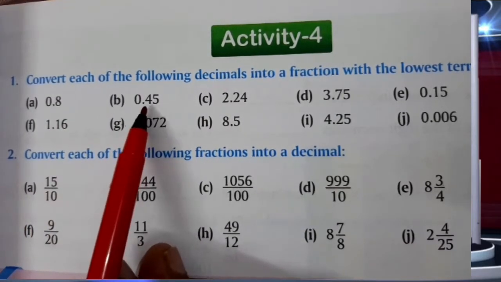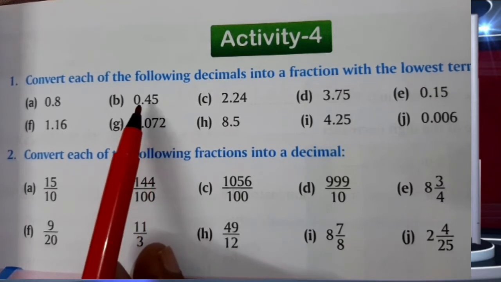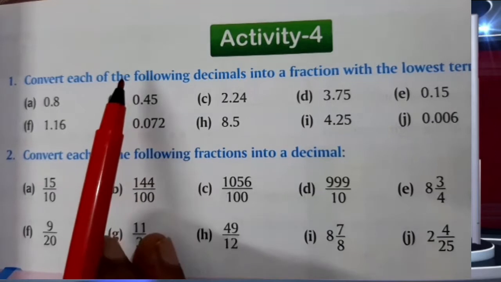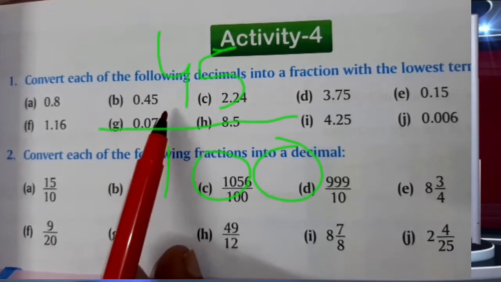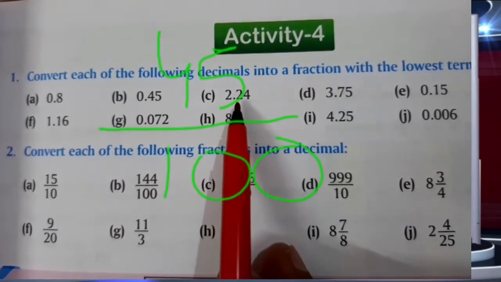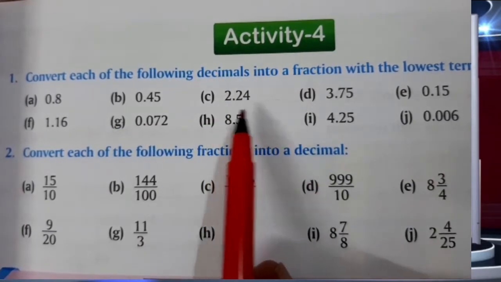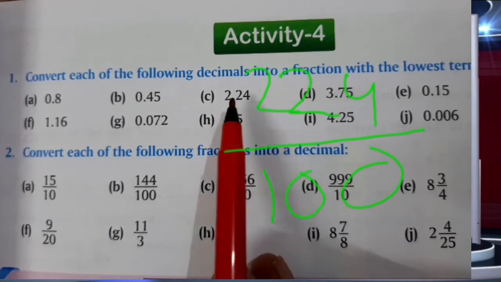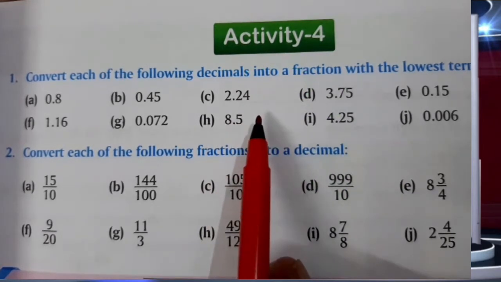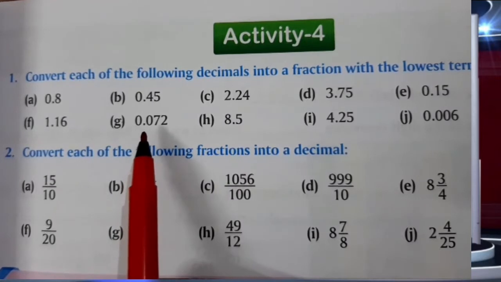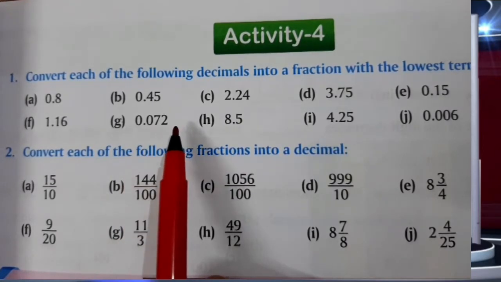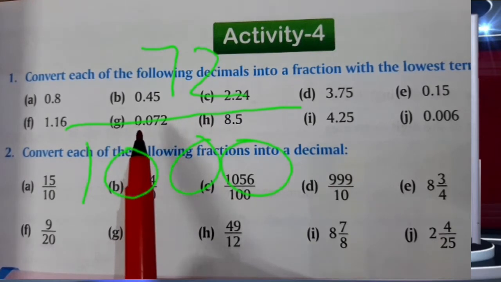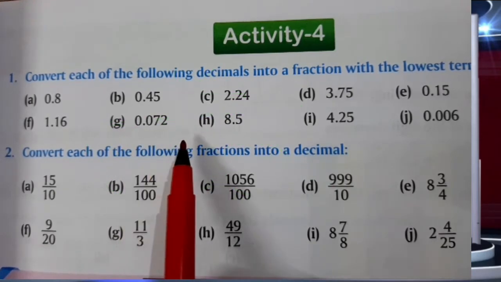Like here you can see there are two decimal places. After decimal there are two digits. So you will divide this by 100 to remove this decimal. Then it will become 45 by 100. Here also to remove this decimal you will divide by 100 because after decimal you can see two decimal places. So the fraction will become 224 upon 100. Like here in G part you can see three decimal places. So you will divide this by 1000 and the decimal will be removed. Now it will become 72 upon 1000.